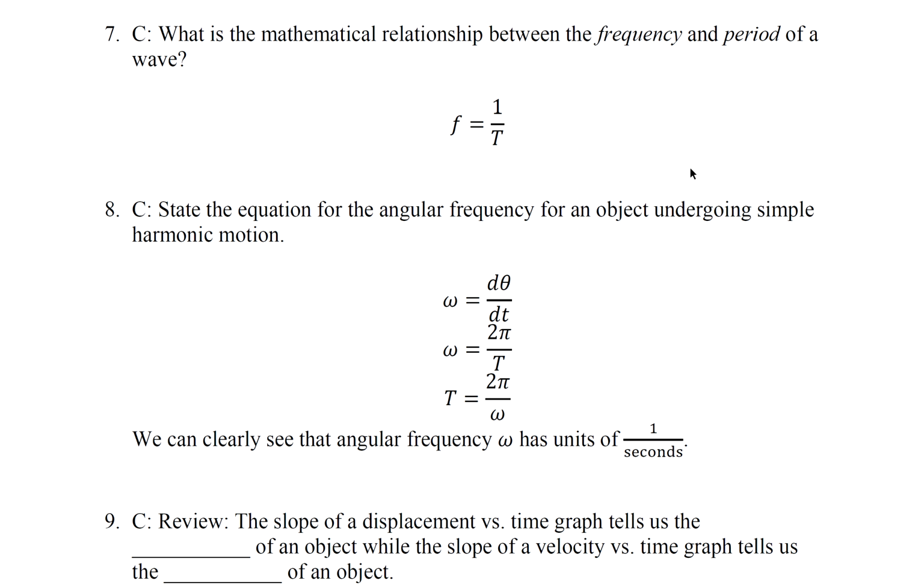Question 7. What is a mathematical relationship between the frequency and period of a wave? f is equal to 1 over T.